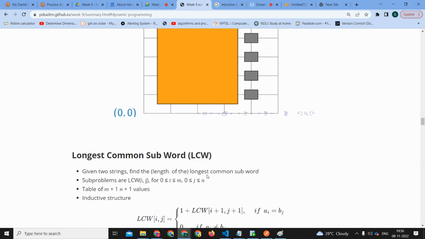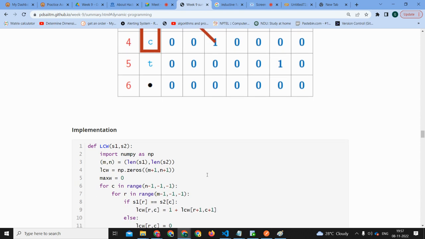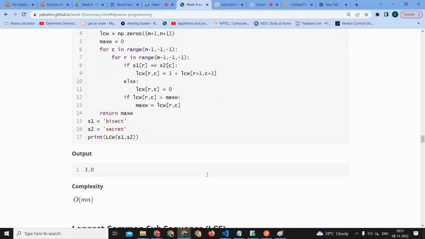For the same problem, I think they are doing the dynamic programming. Do we have code for this? No, we don't have.